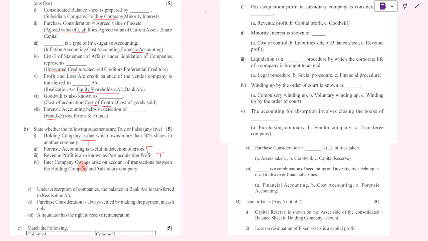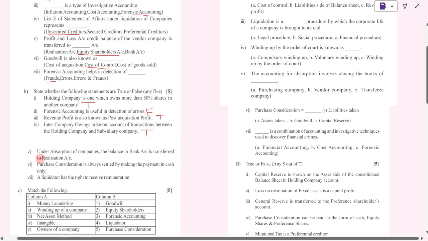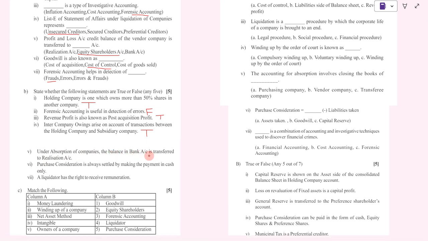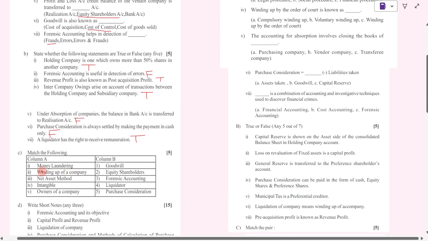Intercompany owings arise on account of transactions between the holding company and subsidiary company. True. Under absorption of companies, the balance in bank account is transferred to realization account. False. Purchase consideration is always settled by making the payment in cash only. False. Liquidator has the right to receive remuneration. True.